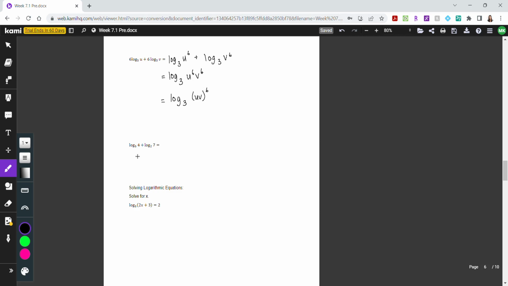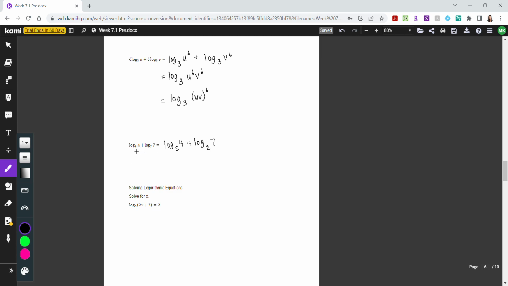Now let's look at the next thing. We have log base 5, 4 plus log base 2, 7. If you notice, the bases are different. And because the bases are different, we cannot actually combine them into a single logarithm. It would simply just be log base 5, 4 plus log base 2, 7. And this is as simple as can go, all right? Because they have different bases.